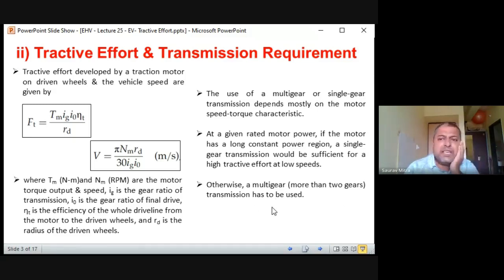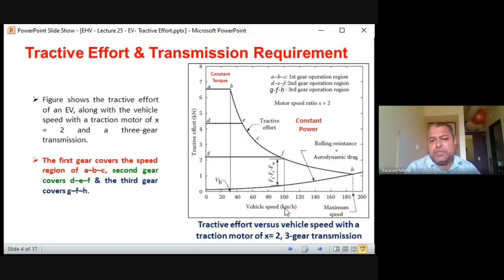What is the advantage and disadvantage of single gear and multi-gear, we will see here. Now here were the graphs which I wanted to explain. Yesterday I started it, but I could not explain it.